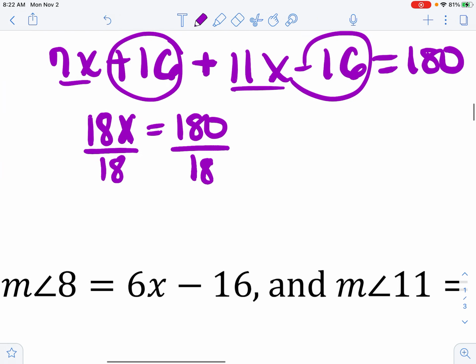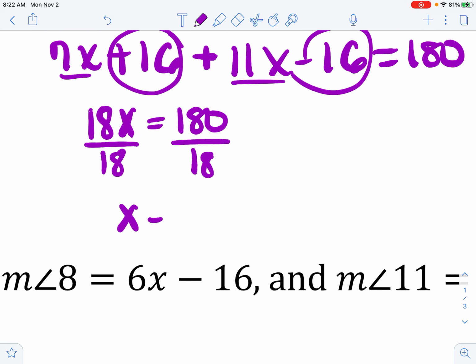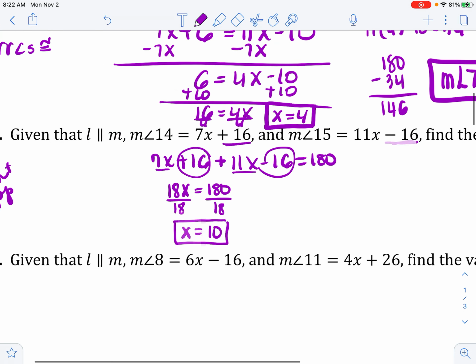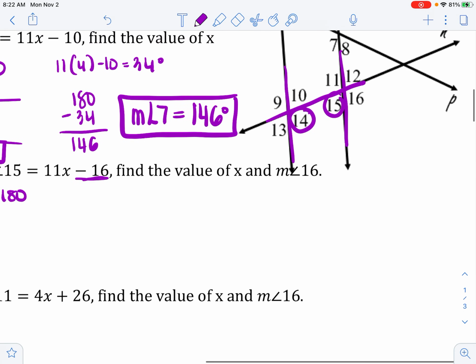I was checking right here, and I was like, okay, did I accidentally copy the wrong thing? I didn't. They're right there. All right, divide both sides by 18, and I get x is 10. So now that I know x is 10, I can box that because it did ask me to find x.